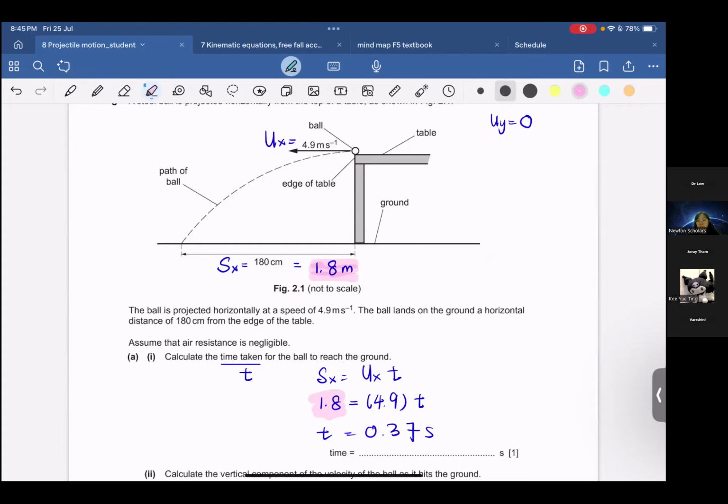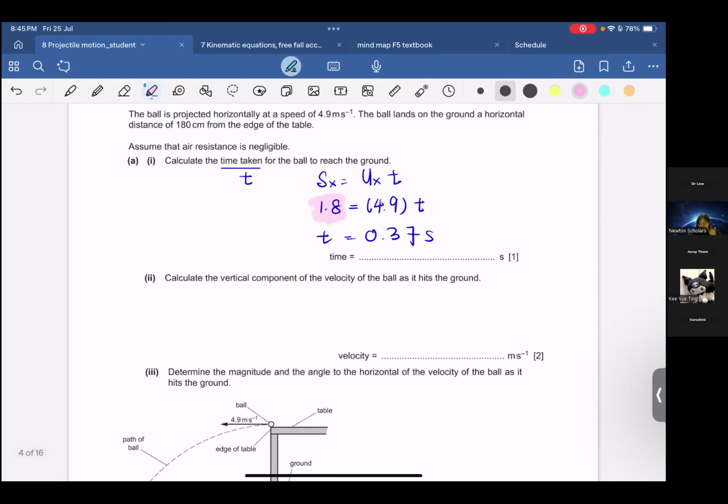Okay, next question. Divided by 10 instead of 100, a conversion problem. Now, the vertical component of velocity as it hits the ground. What does it mean? Hit the ground means final already. So Vy, vertical means the y-axis, so I put y.